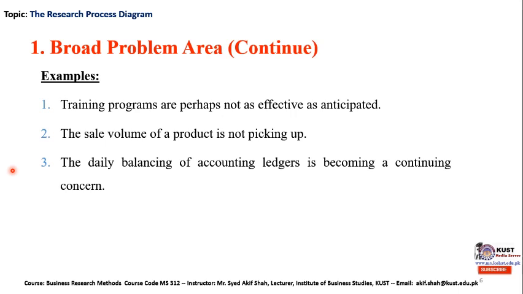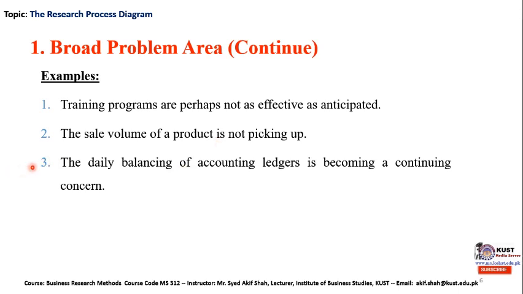A few more examples to cover the broad problem area could be like the training programs are perhaps not as effective as anticipated. It means that the training program needs to be improved. The sale volume of a product is not picking up. Like the manager is interested to find out what are the reasons behind any specific product and its low sale volume.